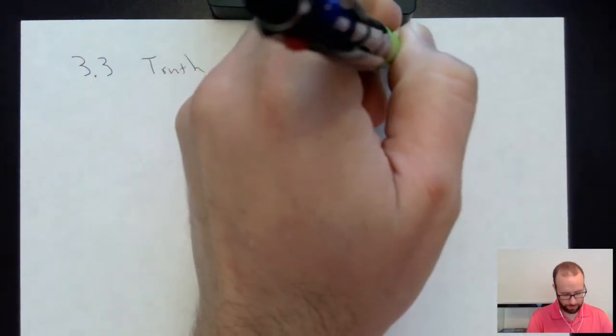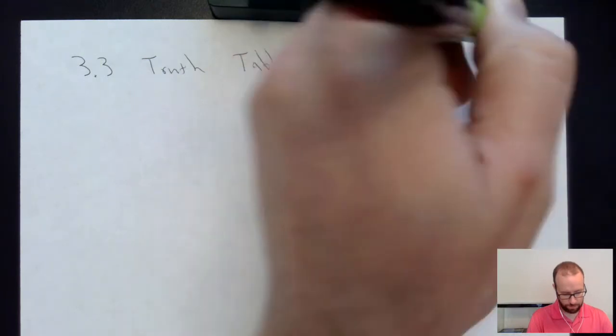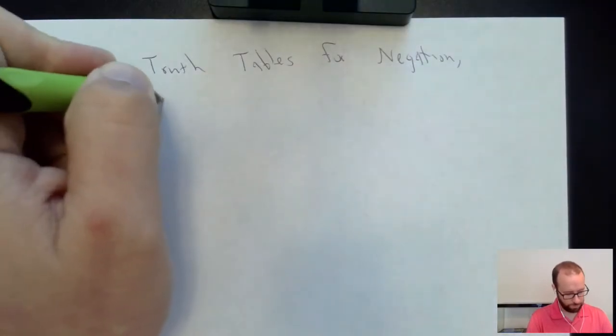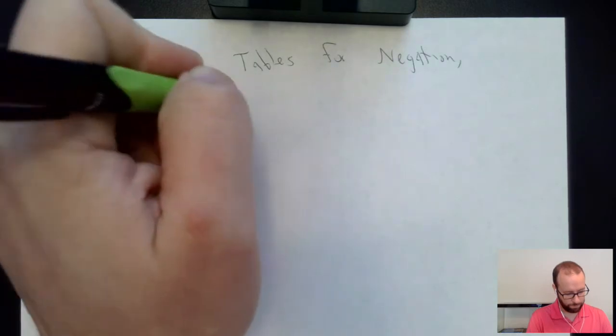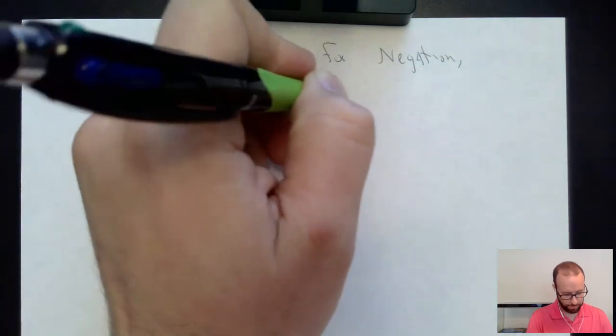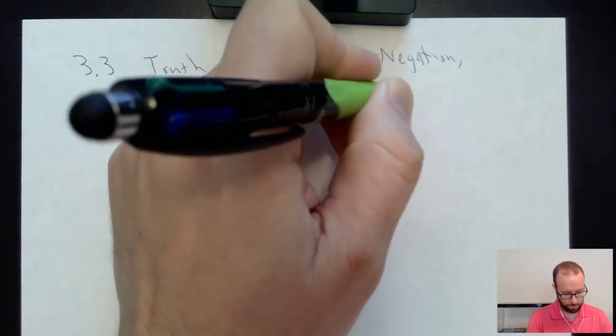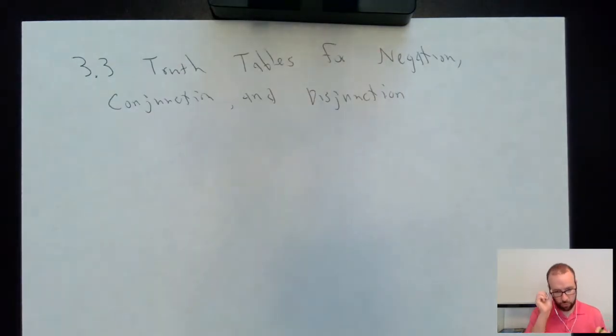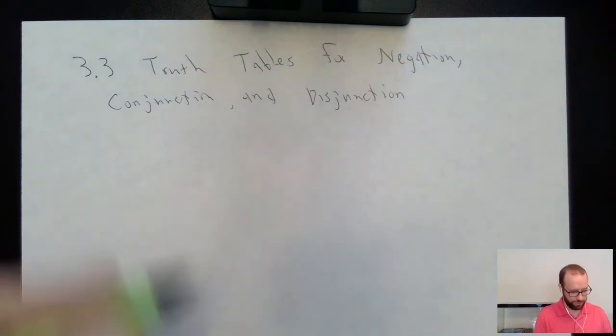So in section 3.3, just call it truth tables for negation, conjunction, and disjunction. We're going to start to get down to what does a statement mean? What is its actual true-false value?